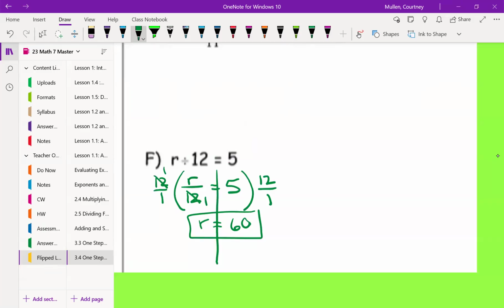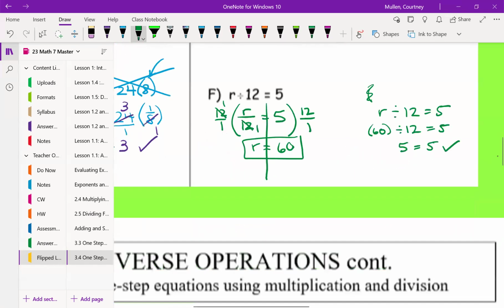And we'll do our check as well. So we have R divided by 12 equals 5. R was 60. And so we end up with a correct solution. Let's practice a few more on the next page.